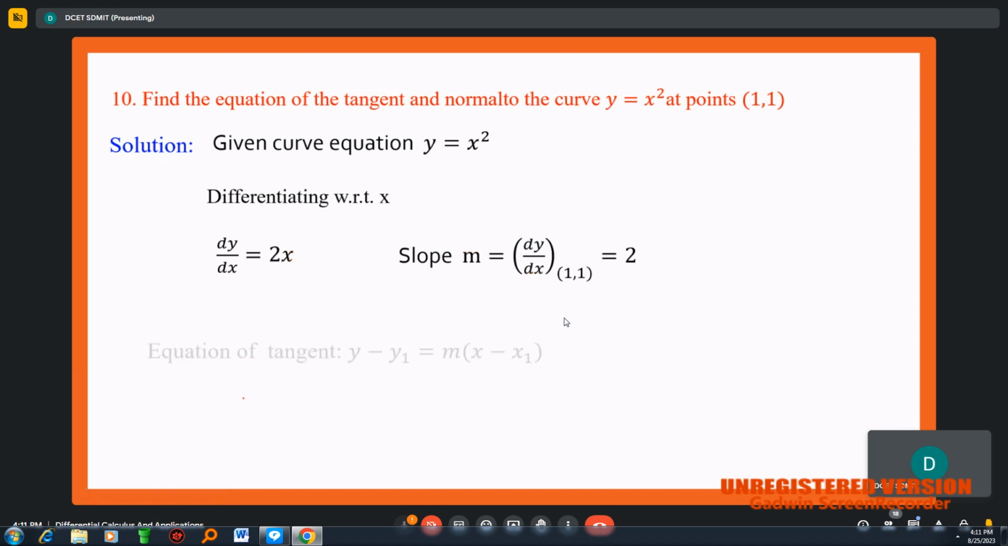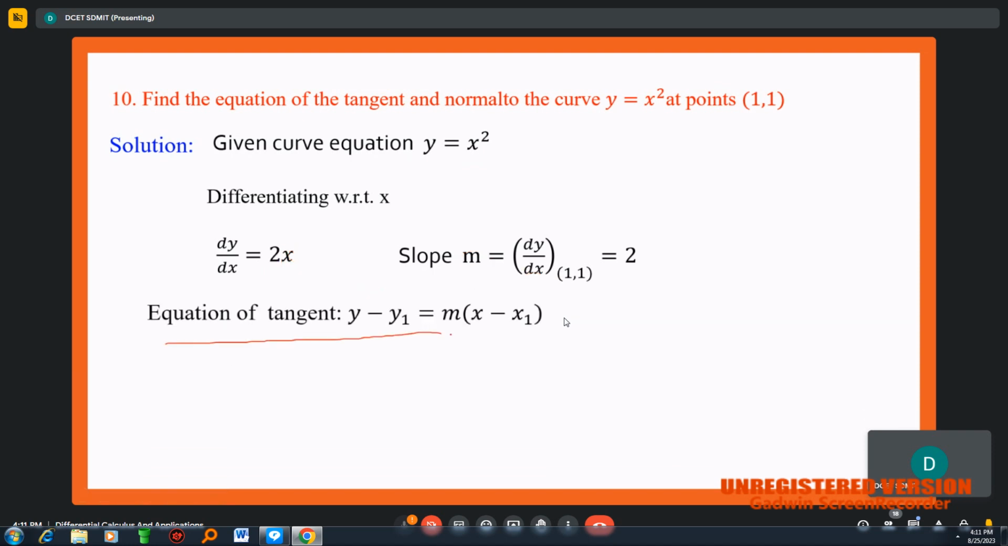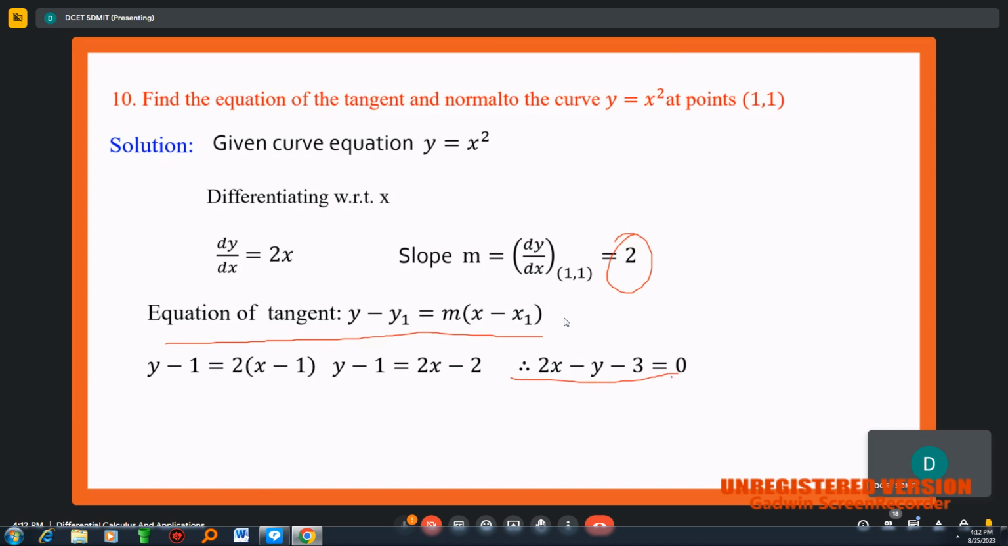After finding the slope, now we have to find the equation of the tangent. Equation of the tangent is y minus y1 is equal to m into x minus x1. Substituting y1 is 1, x1 is 1 and m is equal to 2, we are getting y minus 1 is equal to 2 into x minus 1. After the simplification, we are getting the equation in the form of 2x minus y minus 1 equal to 0. This is the required equation of the tangent.